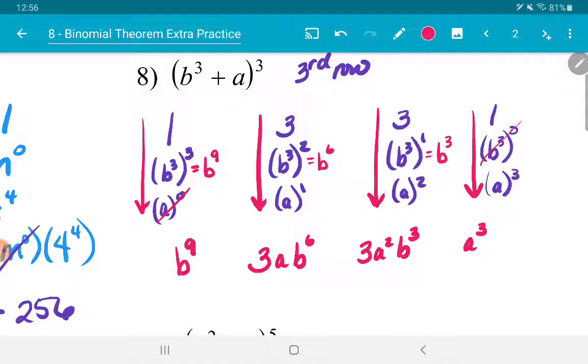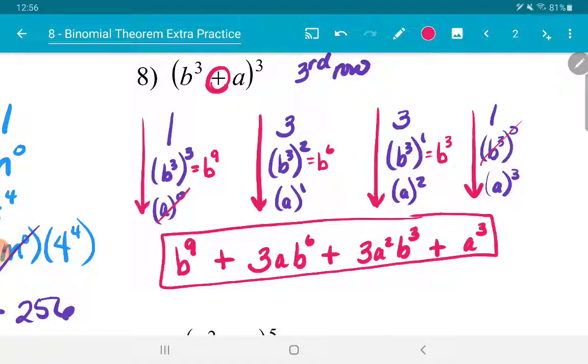So notice your second term starts at the zero and counts up. The first term starts at the beginning and counts down. It's a plus in our parentheses, so everything is positive.